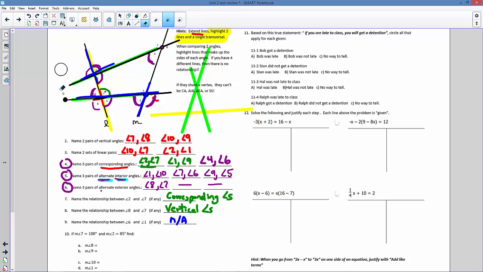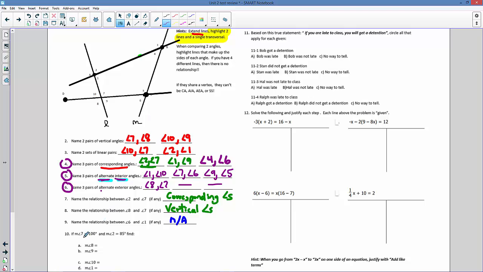Okay, so for the next problems, we're going to erase all of our work here, just so we can see the diagram clearer. And we're going to put in some numbers. So if the measure of angle 7 is 100, and the measure of angle 2 is 85, tell me what the measure of angle 8 is. Well, 7 and 8 are vertical angles, and vertical angles are congruent, which means by definition they have the same measure, so that's 100 degrees.